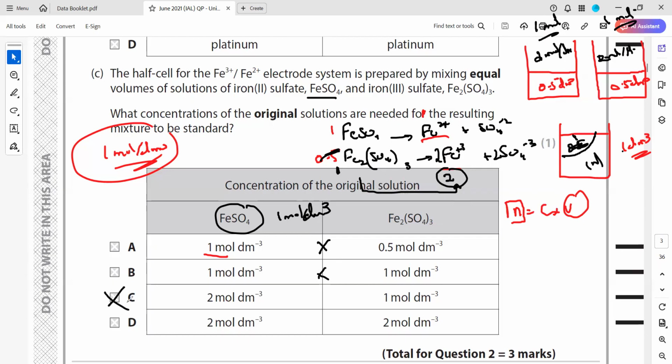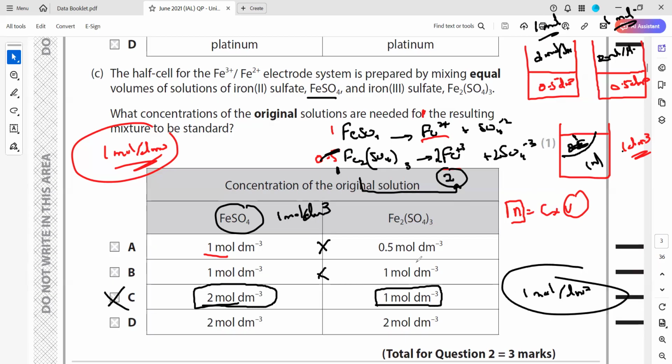So if I use the original solution of iron 2 sulfate at 2 mole per dm cube concentration, and I use the iron 3 sulfate solution at 1 mole per dm cube, when I mix the two solutions, I will get the concentration of each as 1 mole per decimeter cube. The concentration of each, iron 3 and iron 2, will be 1 mole per dm cube.